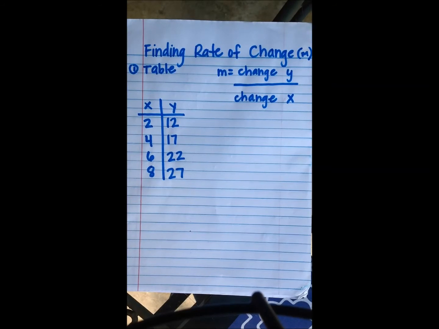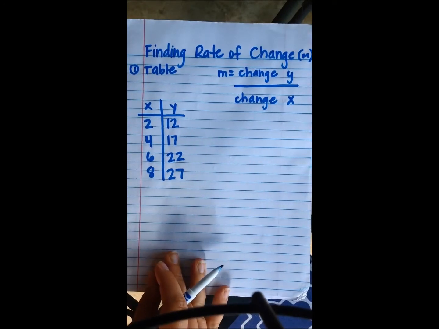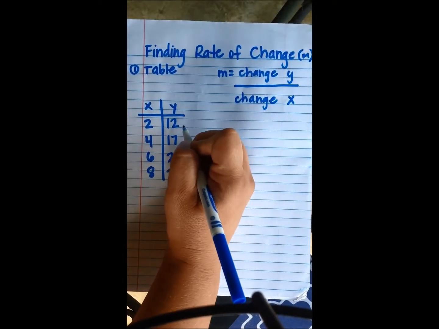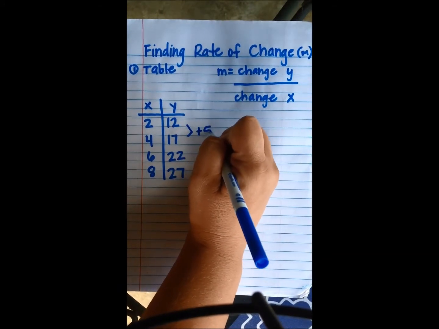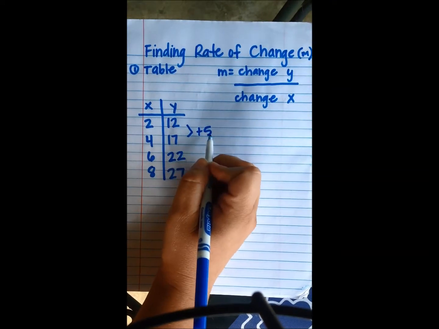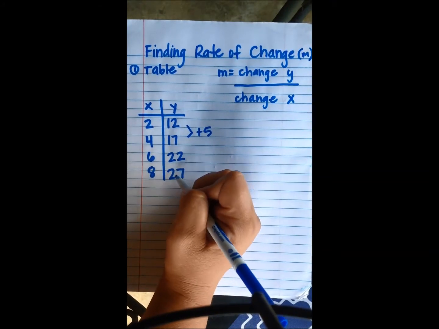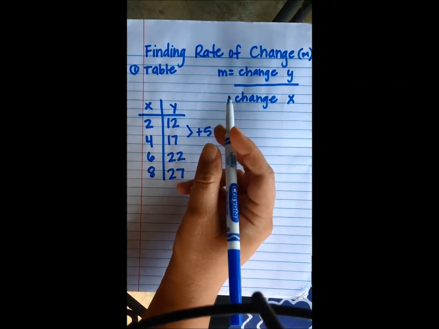So the first way to find the rate of change is by using a table. And we use the letter M to represent our rate of change. The formula for this is the change in the y values divided by the change in the x values. So in our table, our y values are increasing by 5 every time. 12 plus 5 is 17. 17 plus 5 is 22. 22 plus 5 is 27. And we could even continue our table using that pattern.